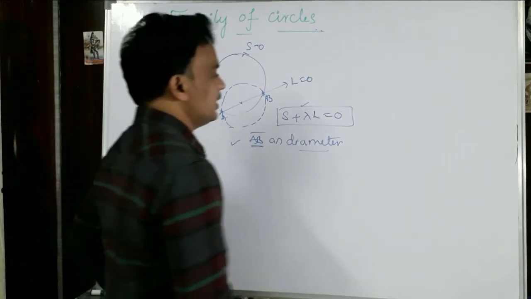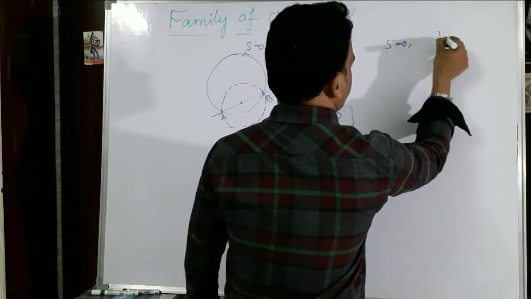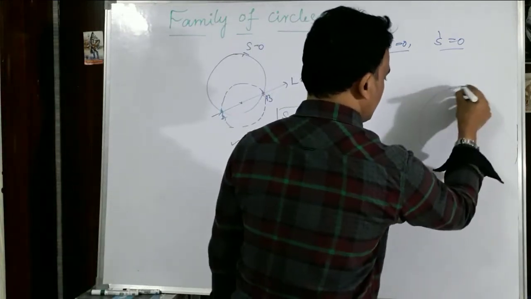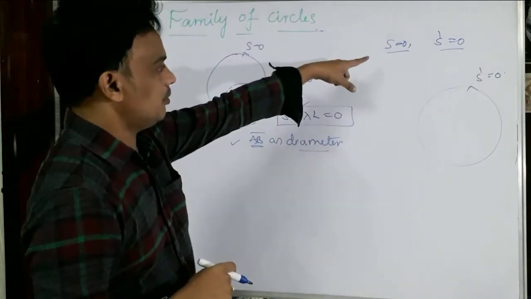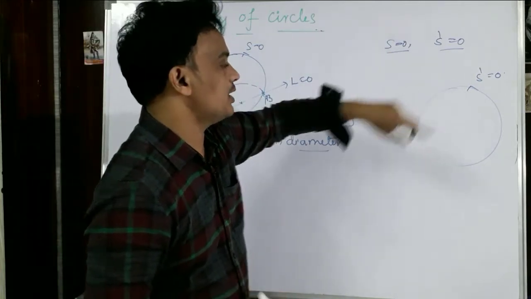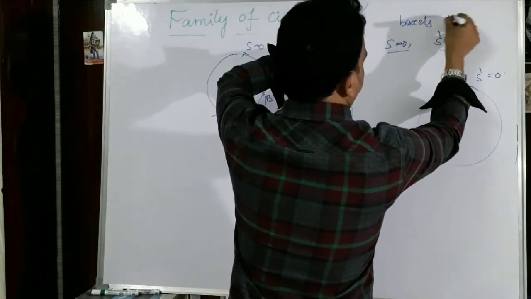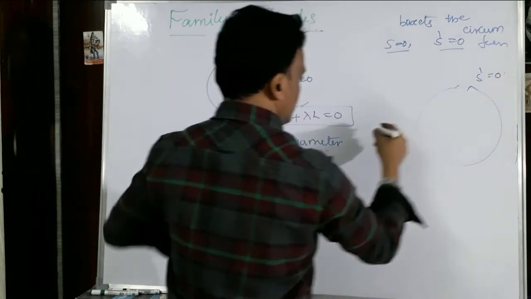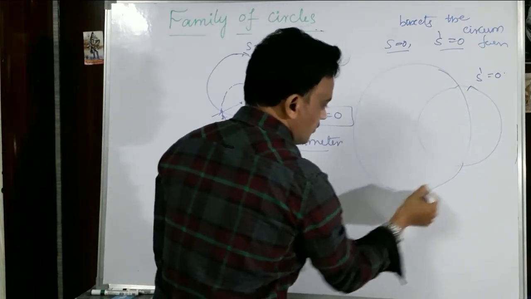One more thing: there are two circles, S = 0 and S dash = 0. The circle S = 0 which bisects the circumference of the second circle. Let us see this one. This will be the second circle, which bisects the circumference of this first circle.